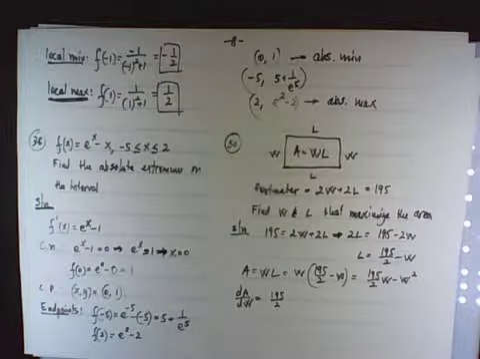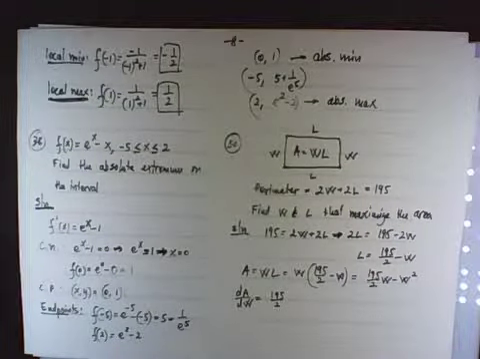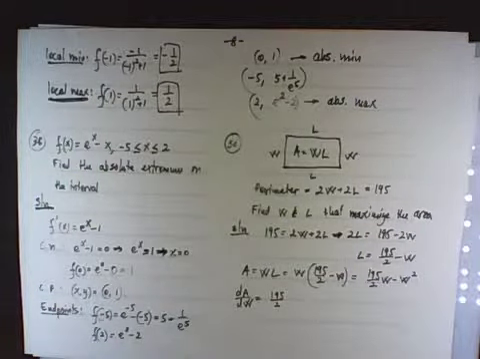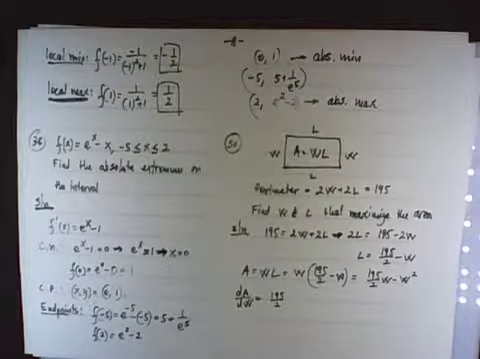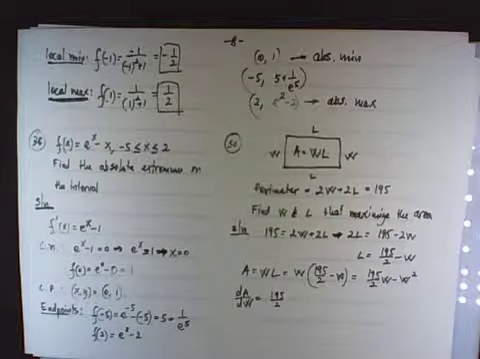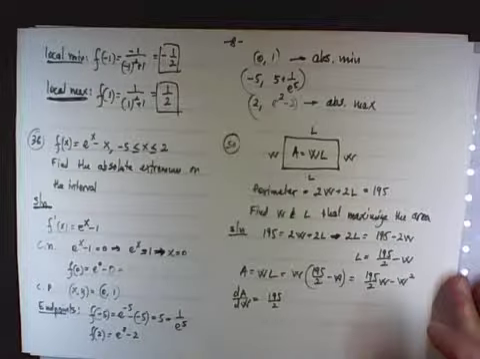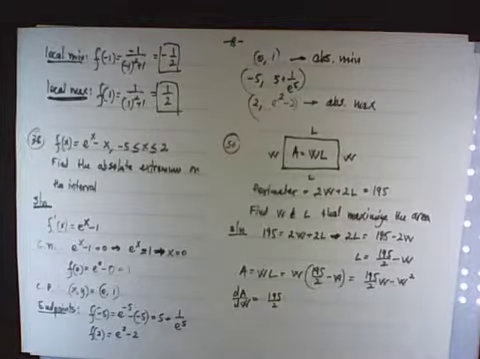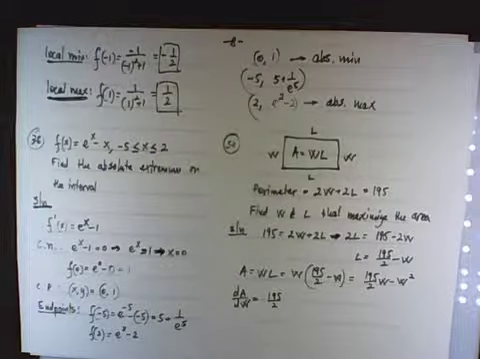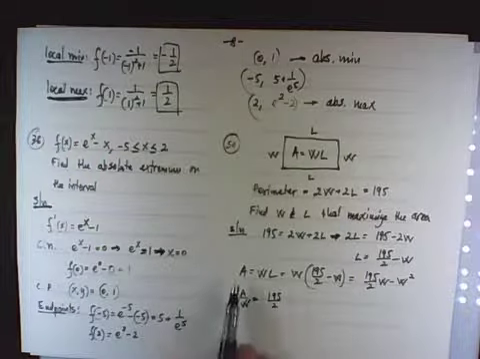Did I do something wrong? Yeah, it's divided by 4. No, you're supposed to multiply by W. Why did I put X and Y? It's supposed to be 195 minus 2W over 2, and then you multiply W to that. You end up getting 195W minus 2W squared, and then you take the derivative of that.